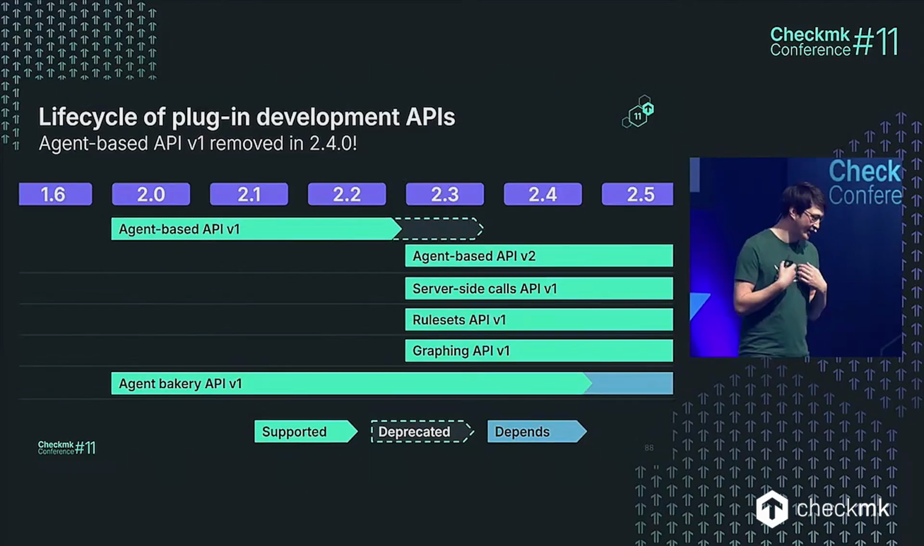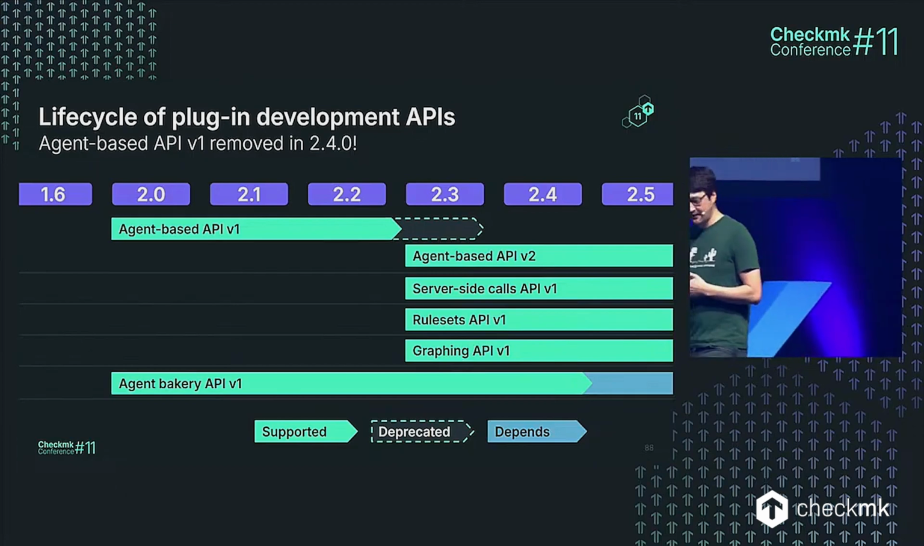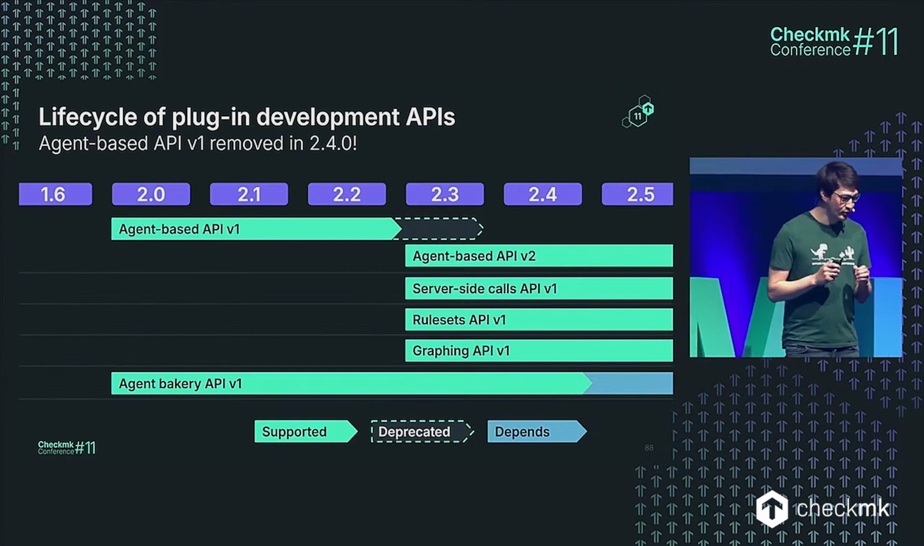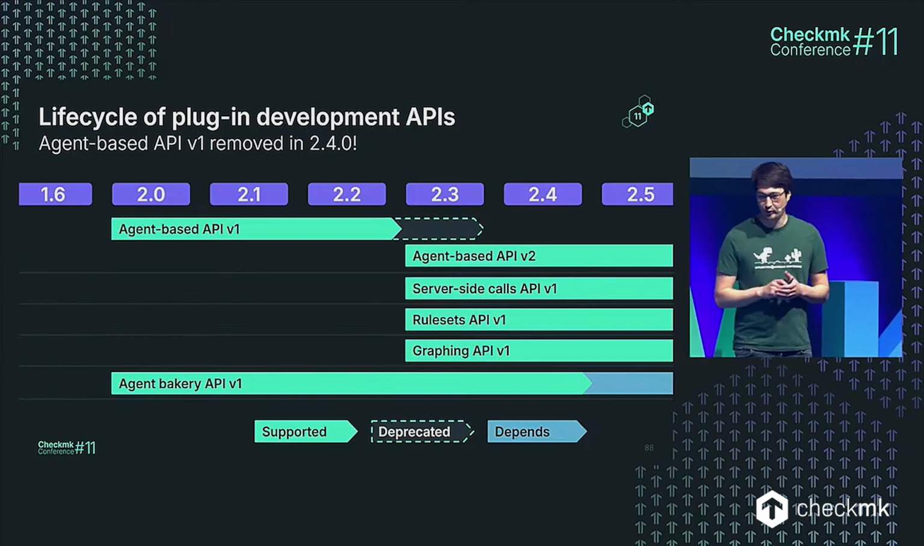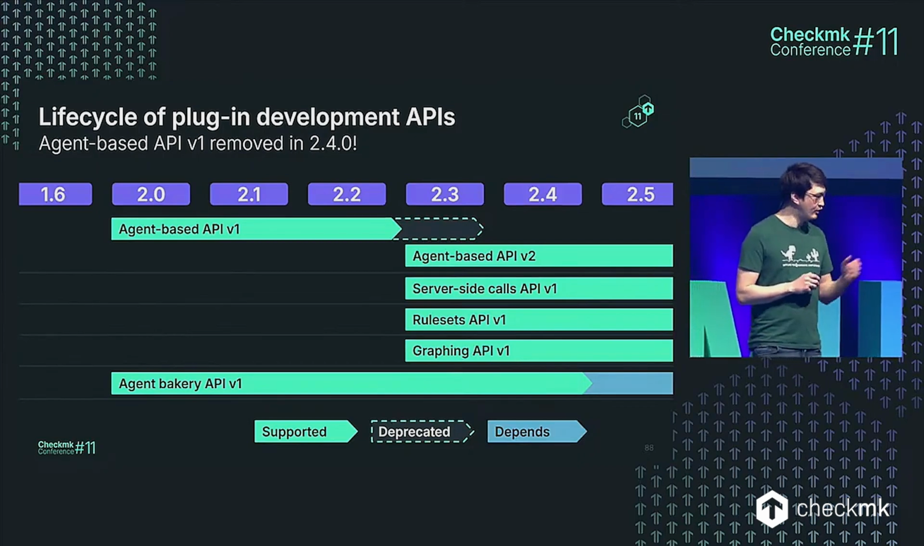We also have another API, the forgotten API, the Agent Bakery API. I always forget it. I think you don't, but I do. And that has also been around since 2.0. It's going to stay around. We might at some point do a V2 version of that. We don't know yet when, but there's nothing to worry about for the time being. So these were the developer APIs.